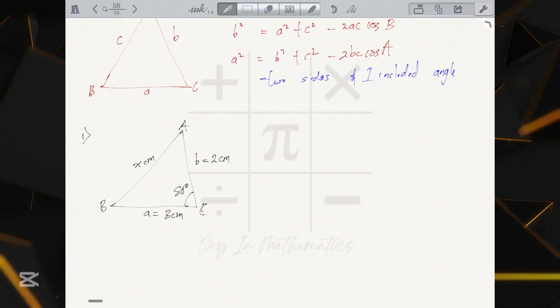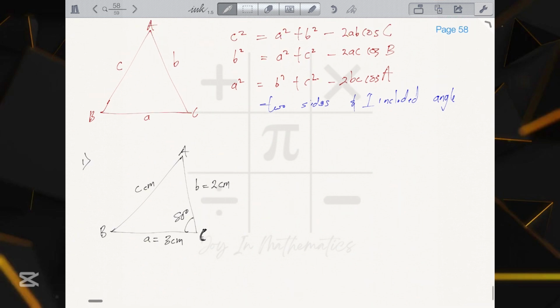And we are asked to find x, or let's just call it C centimeters. So with this now, we understand from cosine law or cosine rule that c squared is equal to a squared plus b squared minus 2ab cos c.